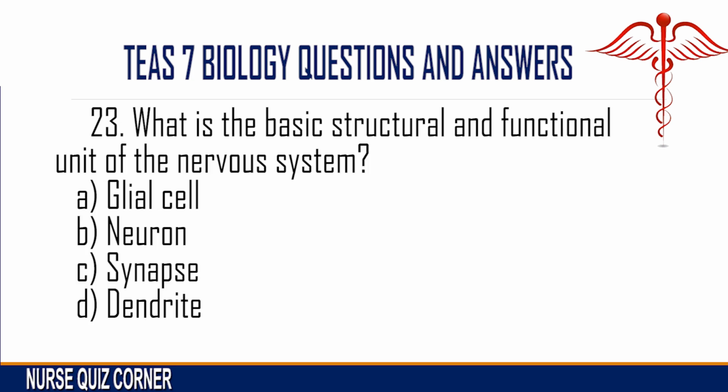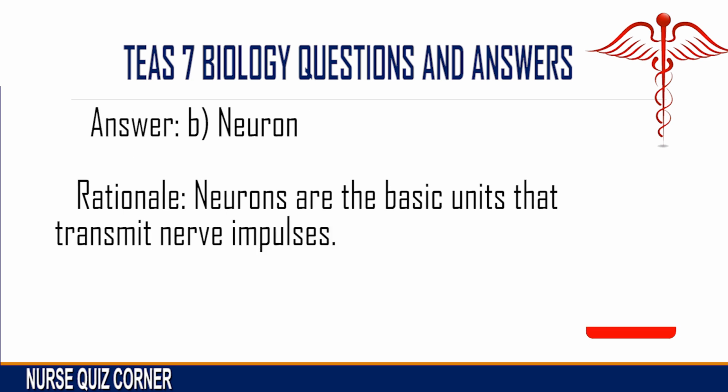23. What is the basic structural and functional unit of the nervous system? A. Glial cell. B. Neuron. C. Synapse. D. Dendrite. Answer: B. Neuron. Rationale: neurons are the basic units that transmit nerve impulses.